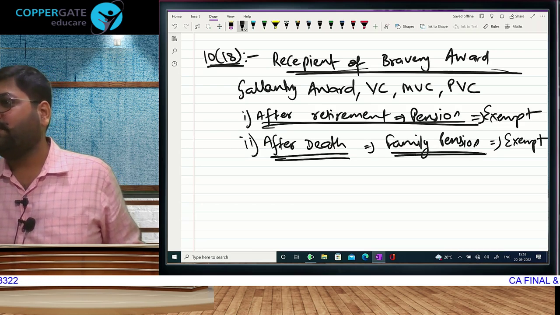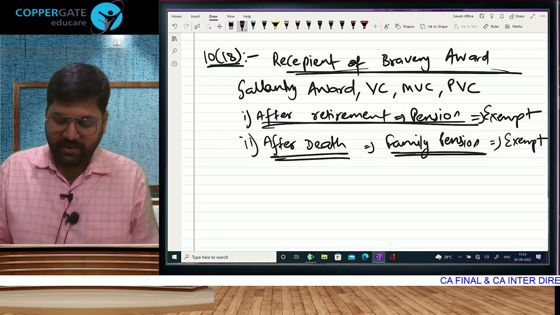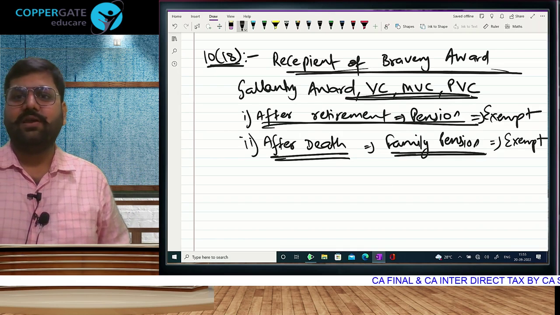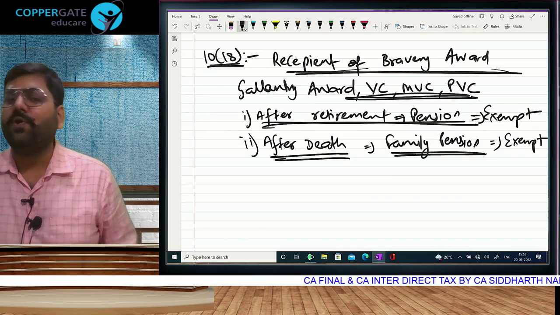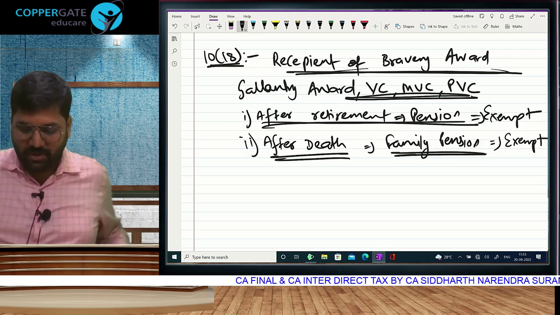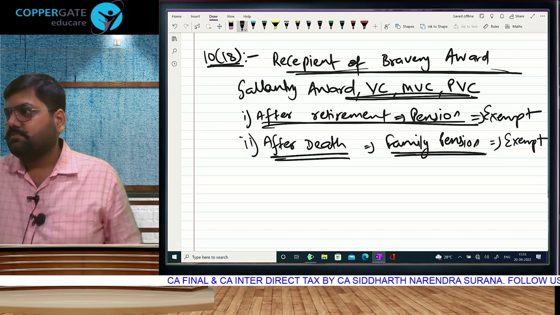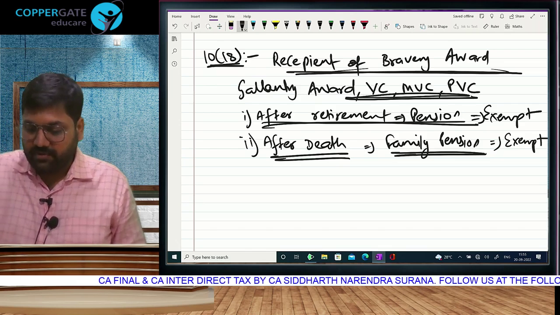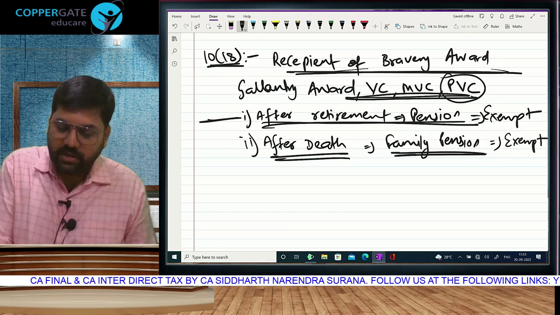Because Dada did not get Mahavir Chakra, Paramvir Chakra. Yeah, I hope you understand. This exemption is for the family of a recipient of, for whom is the exemption? For the family of a recipient of a bravery award. There is no exemption for everyone, bro. Don't get confused. Did you understand?